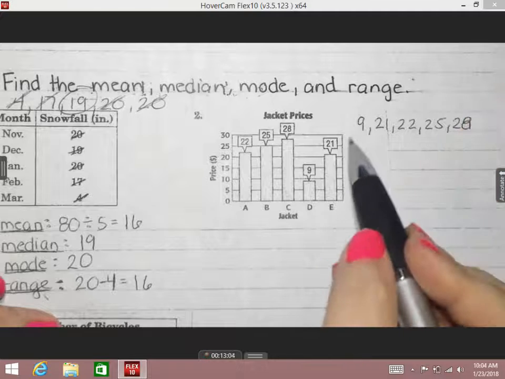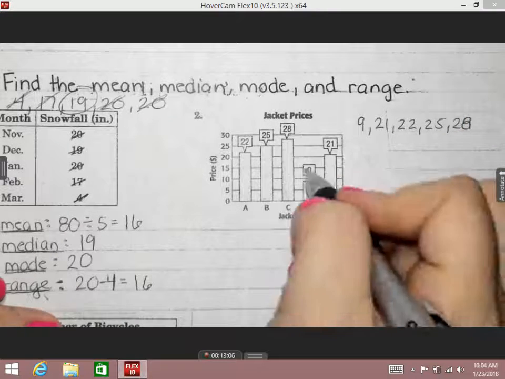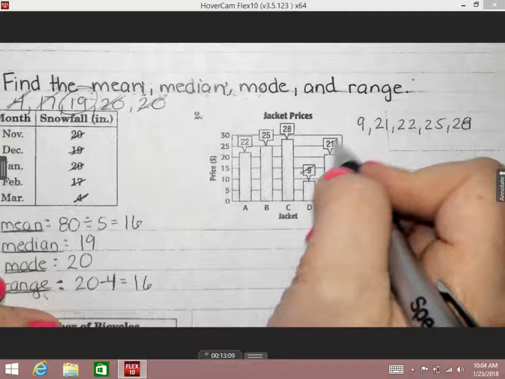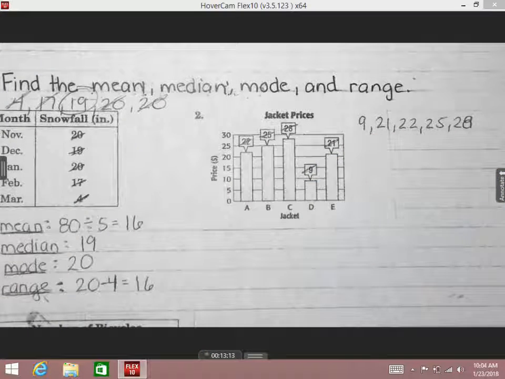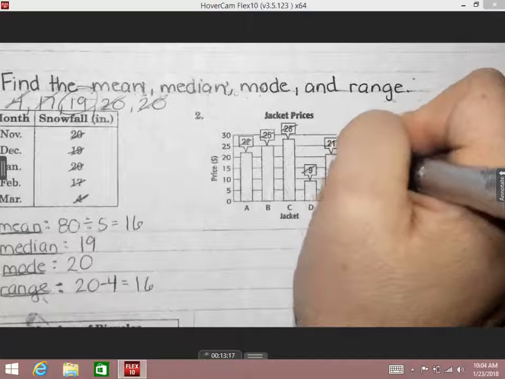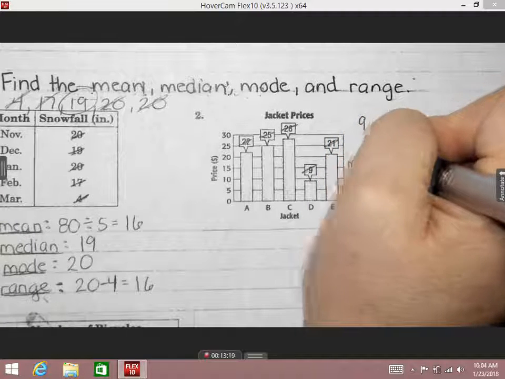And I'm just going to go through and mark them out just to make sure I have them all. I have my 9. I have 21. I have 22. I have 25, and I have 28. All my numbers are marked out, so I have them all listed. Very good. All right, so to find my mean, what are we going to do first?